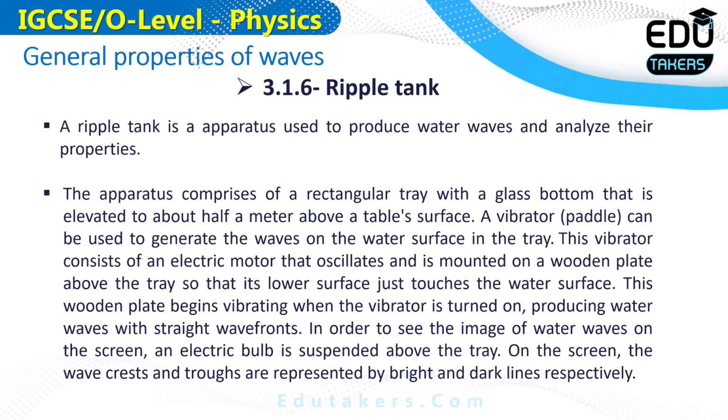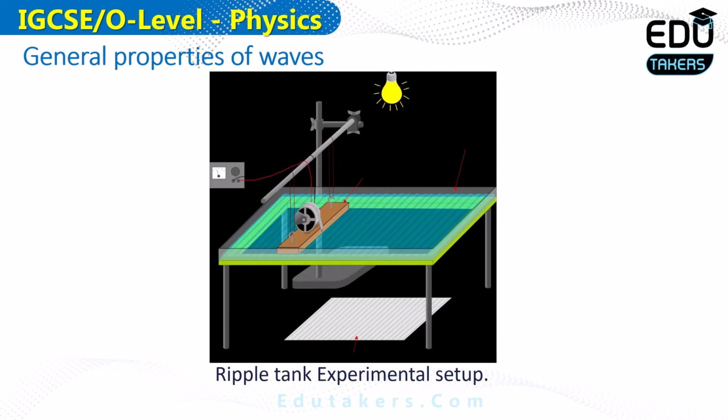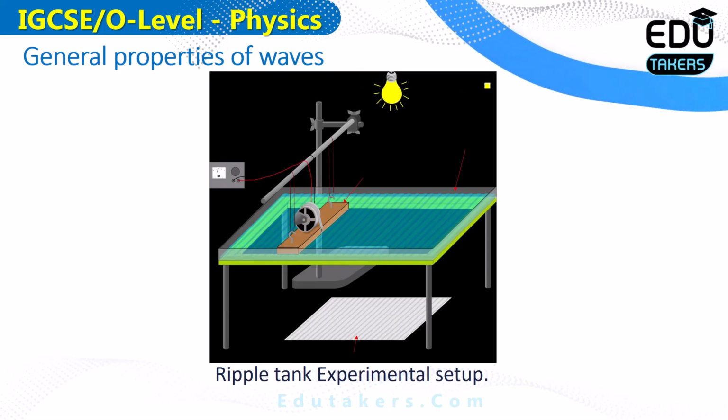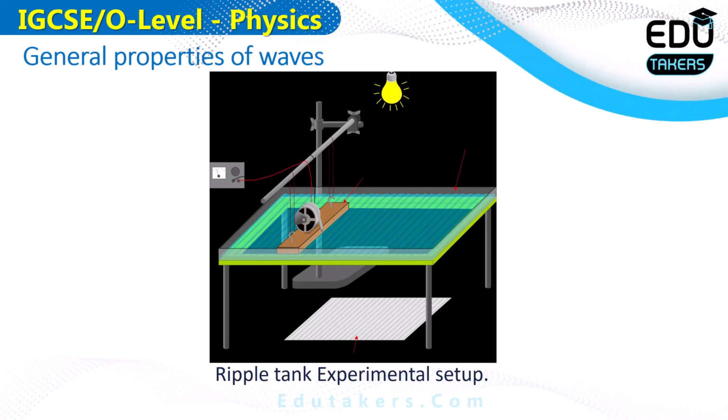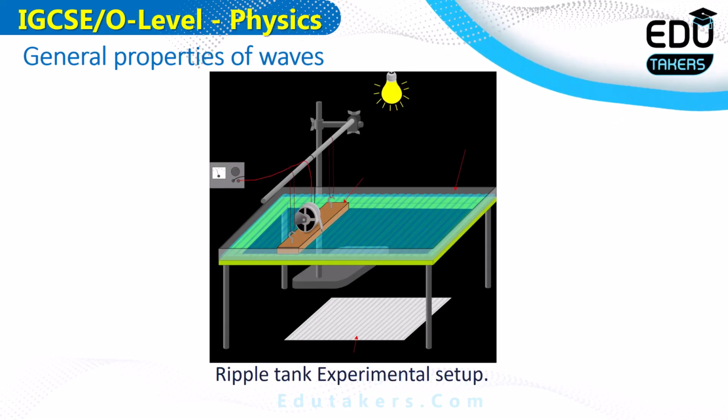First of all, see the apparatus that is associated with the ripple tank. Here is the experimental setup for the ripple tank. You can see there are different components. One is the bulb which is hanging at the top. It is there because when you have to see the water waves, the bulb is used.